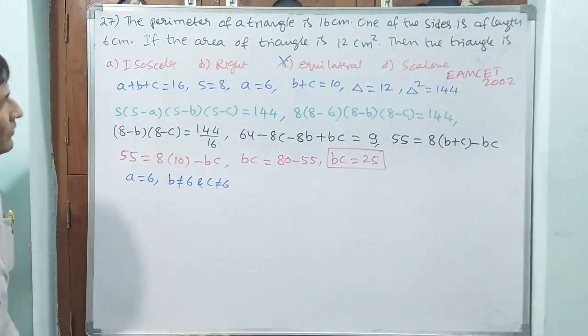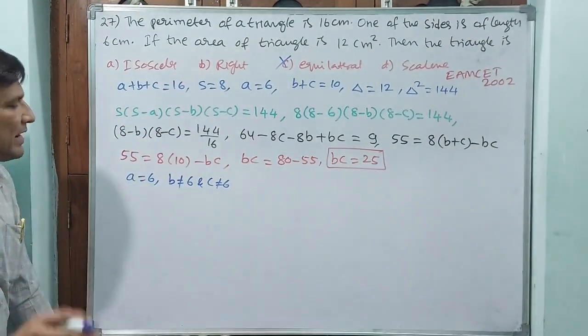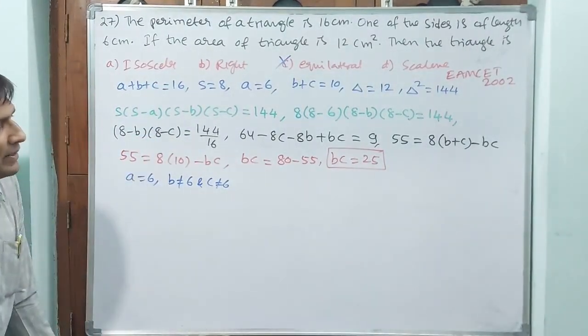Now, right angle and isosceles are there. Let us proceed further.